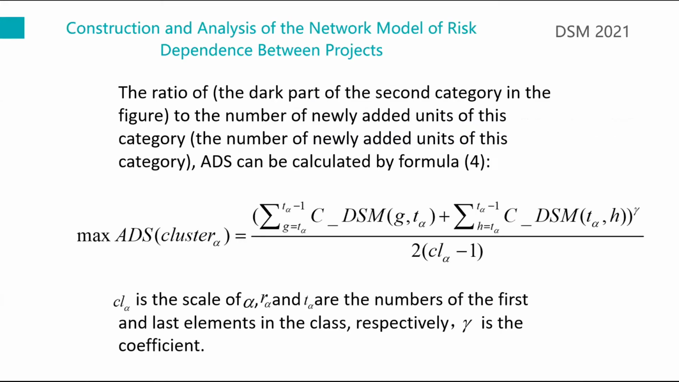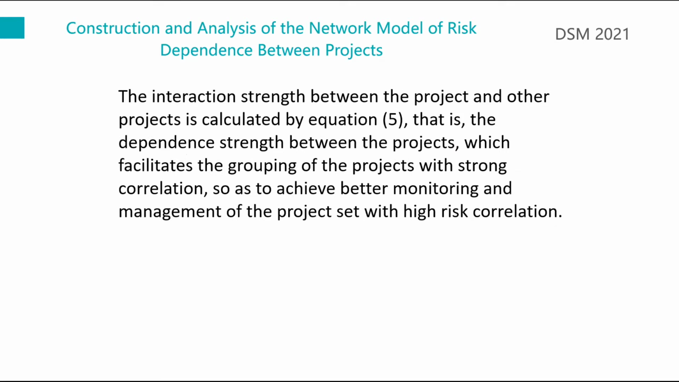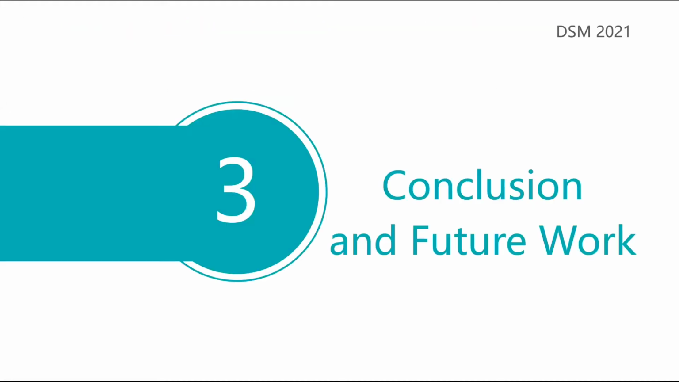The ratio of the number of newly added projects to the number of this category can be calculated by this formula. The interaction strength between the project and other projects is calculated by equation 5. That is the dependence strength between the projects, which facilitates the grouping of the projects with strong correlation, so as to achieve better monitoring and management of the project set with high risk correlation.